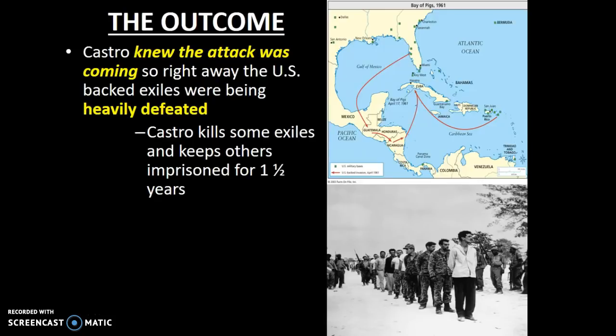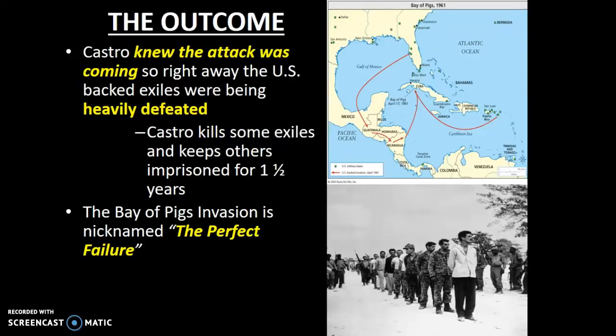Now, because he was able to defeat this Bay of Pigs invasion attack, he was not only able to kill several of these Batista supporters, several of these capitalist supporting exiles, he was also able to take a lot of them captive as prisoners and held them in prison for about a year and a half. And we can see these exiles here. Remember that they are capitalists, they are supporters of the dictator Fulgencio Batista, and because they're capitalist and because they support Fulgencio Batista, they're pretty much Castro's enemies, which is why he has them killed or imprisoned.